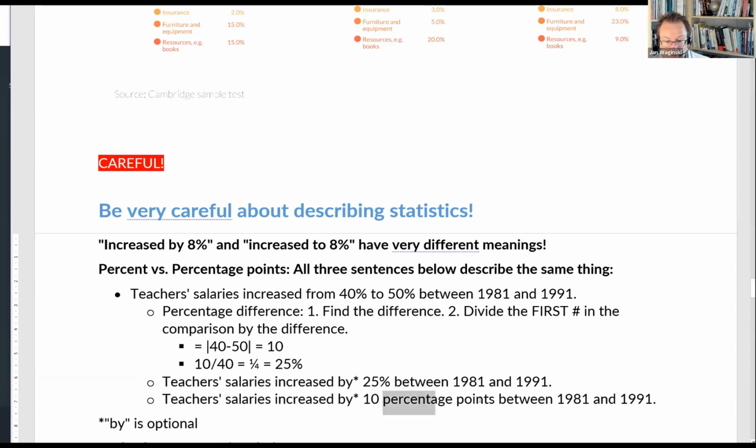Percentage point is just the raw difference. That's just this step. If you say salaries percentage increased, you have to calculate. If you just say percentage points, it's just the raw difference. But you have to put this word points in because it's not the same as percent.